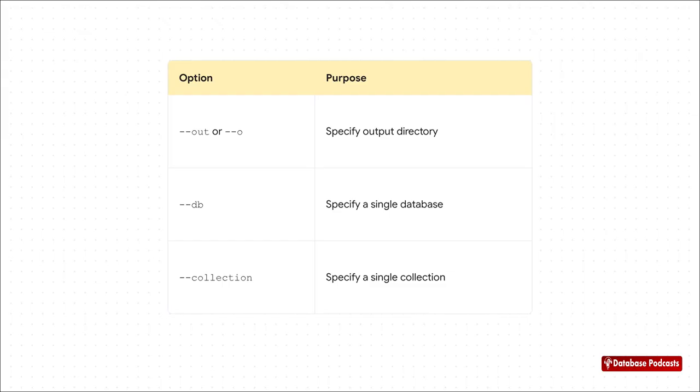The --out flag lets you tell it exactly where to save the files. Use --db to zero in on just one database. You can even get more granular and target a single collection with the --collection flag. These options give you surgical precision over your backups.